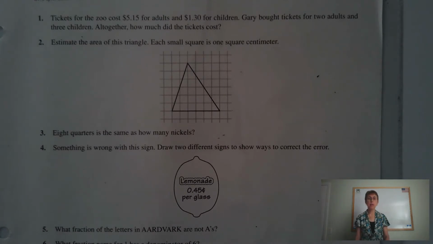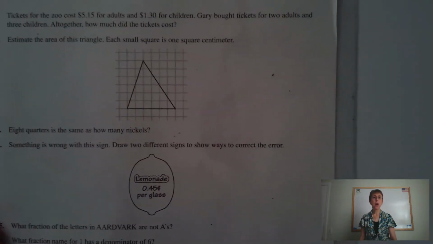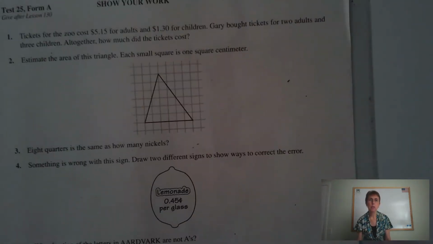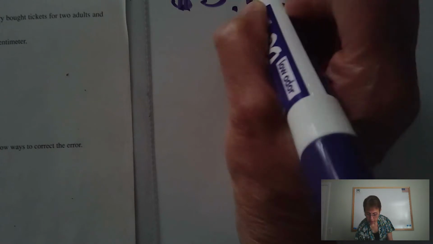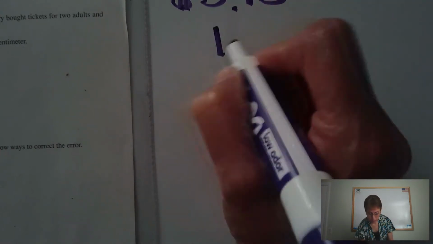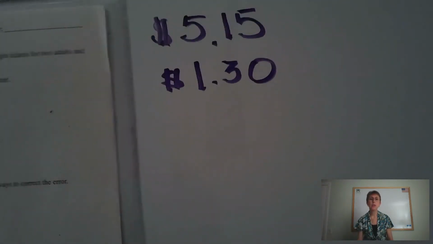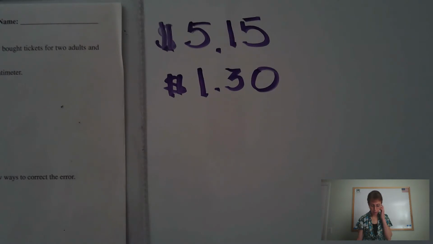Well, we have multiple steps going on in this problem, so we do need to break it down and take a look at it slowly. So we have tickets for the zoo cost $5.15 for adults. So let's move this over here like this, and let's do $5.15 for adults, and then it's $1.30 for children. So it's $5.15 for adults, $1.30 for children.